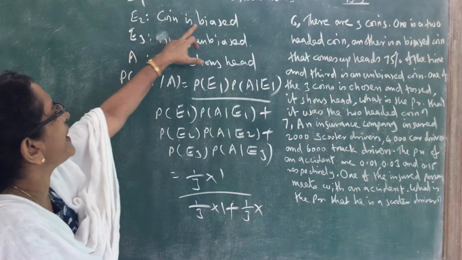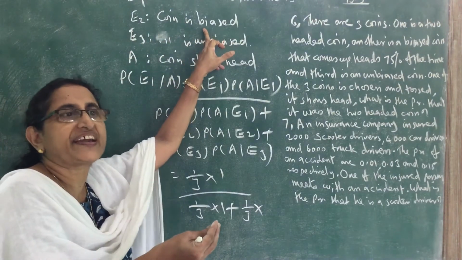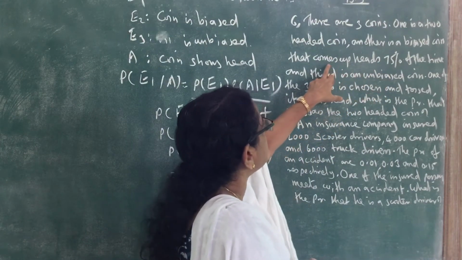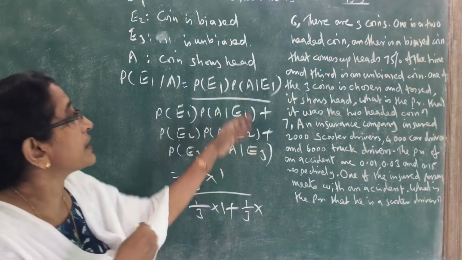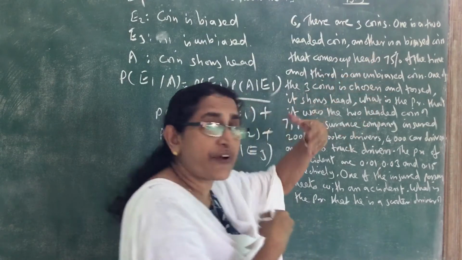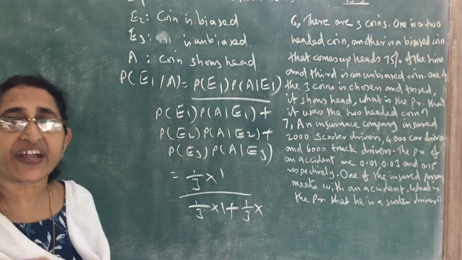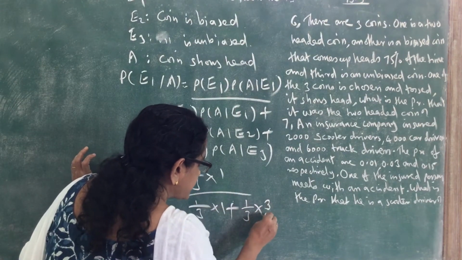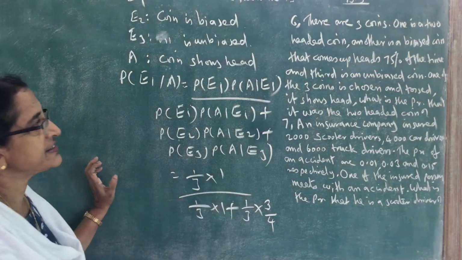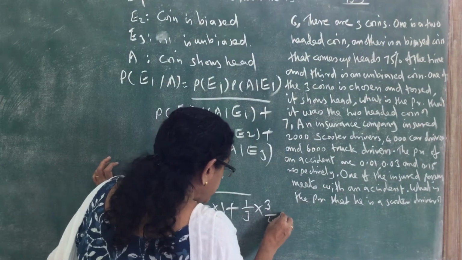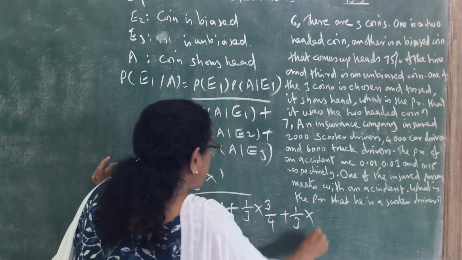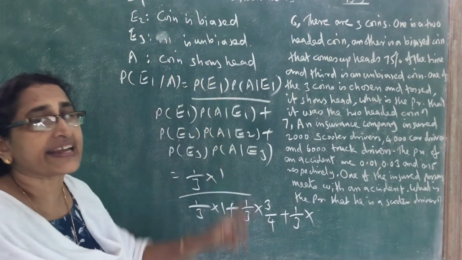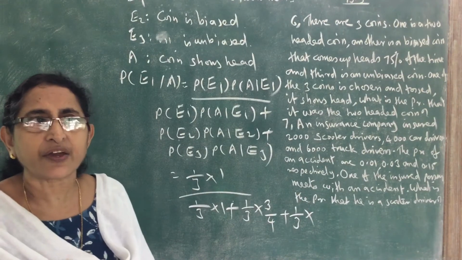If it is a biased coin, what is the probability of getting head? Biased coin, in that 75% of the time head occurs. That comes up heads 75% of the time. That means the probability of getting head is 75 by 100. 75 by 100, that is 3 by 4. Plus, then probability of E3, 1 by 3, into probability of A given E3. If the unbiased coin is selected, what is the probability of getting head? That is the usual probability, 1 by 2.